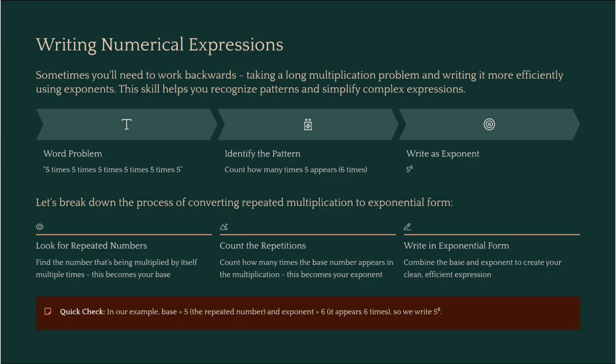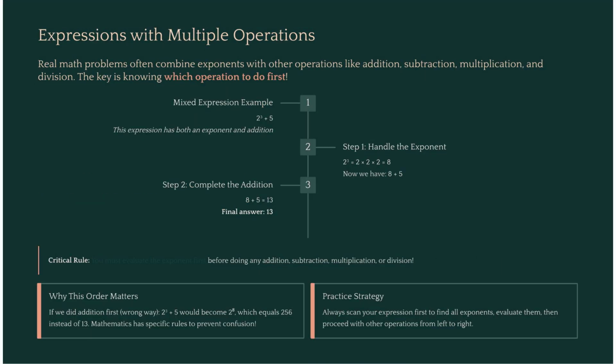It's all about counting the factors and identifying the number that is repeating. Expressions don't always contain only one exponent. Sometimes you'll have an exponent mixed in with addition, subtraction, multiplication, or division. For example, 2 to the power of 3 plus 5. When this happens, we have to use a specific set of rules to make sure everyone gets the same answer.